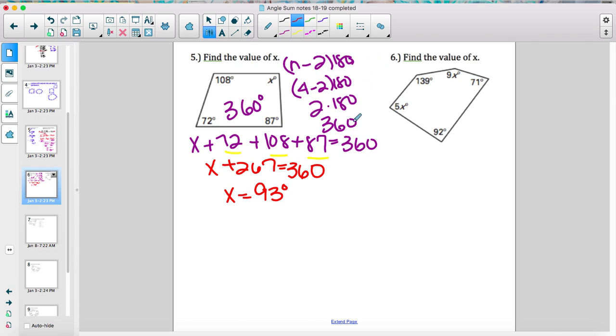What I'd like you to do is pause the video and set up the equation for number 6. So I want you to use your n minus 2 rule, noticing that we have 1, 2, 3, 4, 5 angles here. Find the value of the whole polygon. Set up your equation. If you're confident, go ahead and solve. So again, hit pause and go ahead and hit play when you're ready to have this worked through.